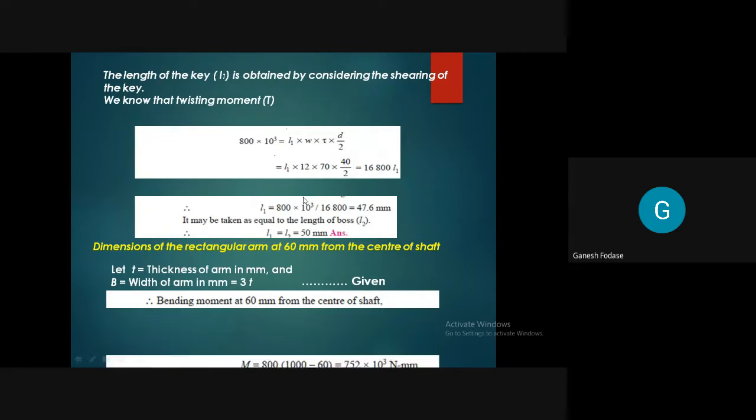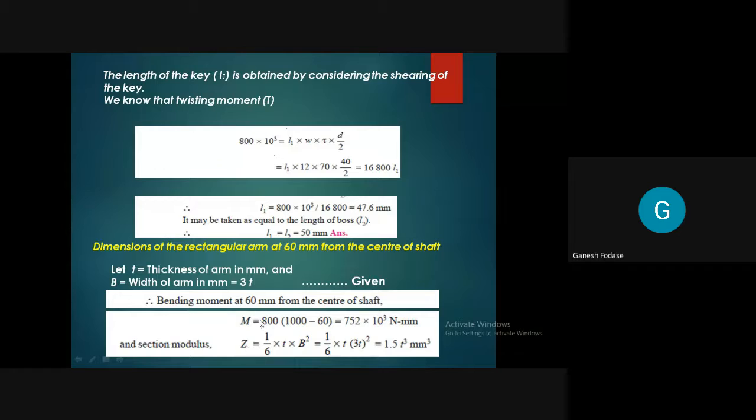Let's check how to find it. We need to find the moment. Force is 800 into the distance, which is 1000 minus 60. I hope you understand why minus 60: because we need to find it at that distance. So our answer is 752 into 10 raised to 3 Newton mm. This is M, the bending moment at that section.